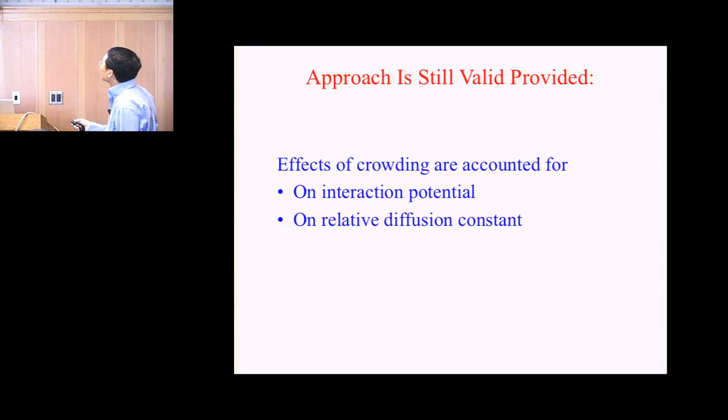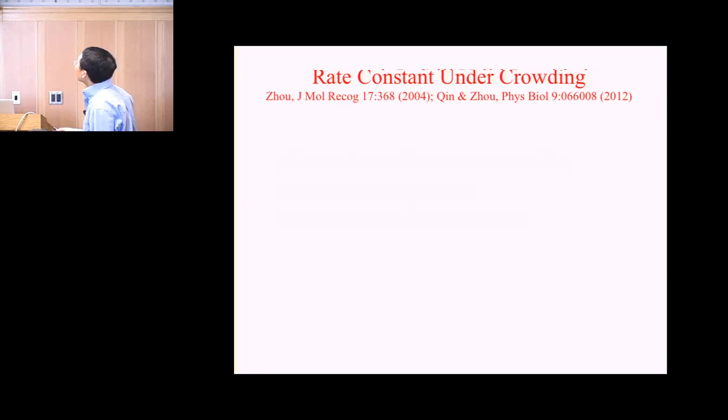The slowing down of diffusion would slow down the association process, but the effective interaction effectively induces attraction between the rectin molecules, so that would speed up the association. So those two effects could potentially cancel each other, and you get a modest net effect. Anyhow, we can account for those effects by modifying our transient complex theory.